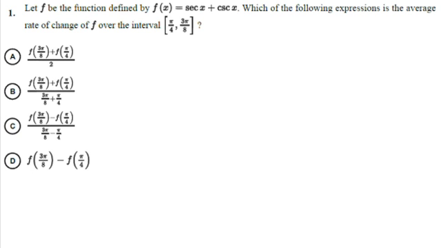So this one right here, when we're talking about the average rate of change, we know the average rate of change is f of b minus f of a divided by b minus a. It does not matter what our function is. The average rate of change is going to be this formula, so we can rule out everything else. The only thing that matches this formula, if a is pi over 4 and b is 3 pi over 8, is answer choice C.